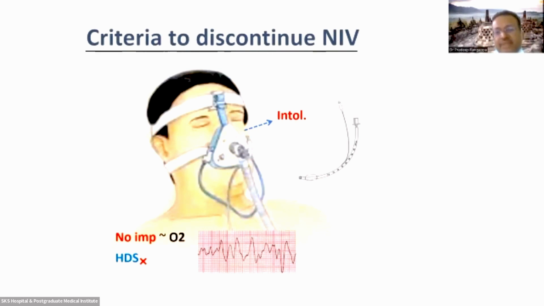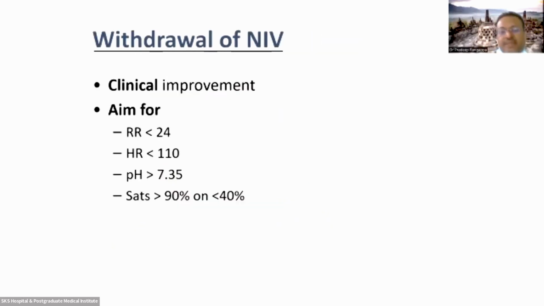So this becomes a very difficult situation to manage with NIV, and many times we may have to move towards intubation. So for clinical improvement, one has to look for the tachypnea settled, tachycardia settled, pH improving, and saturation more than 90% on FiO2 of 40%, and so on and so forth. At that point of time, you can think of weaning the NIV.